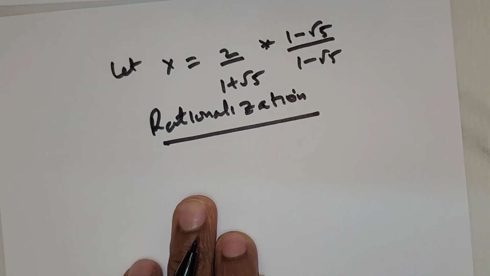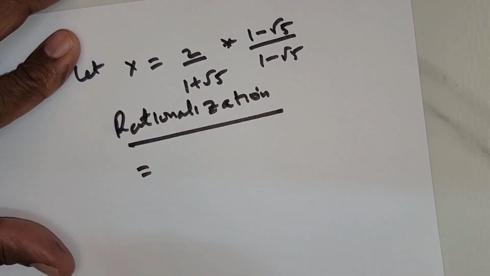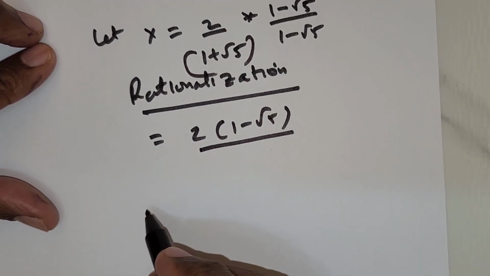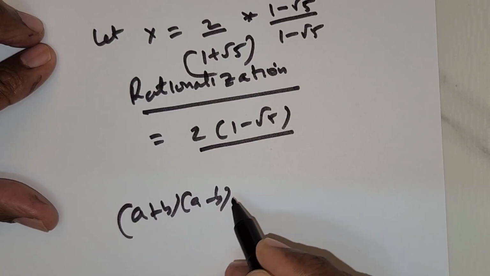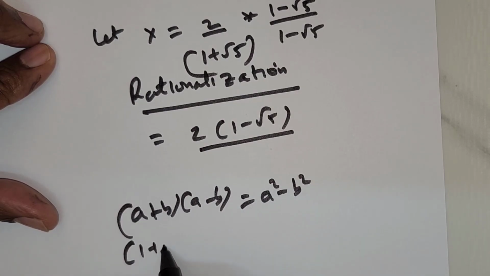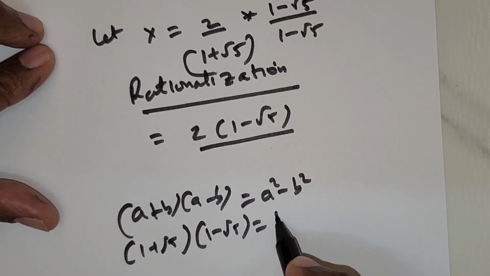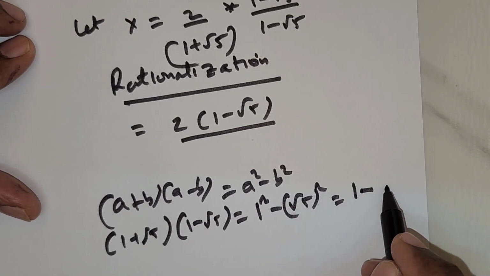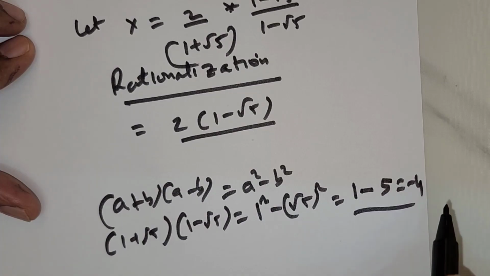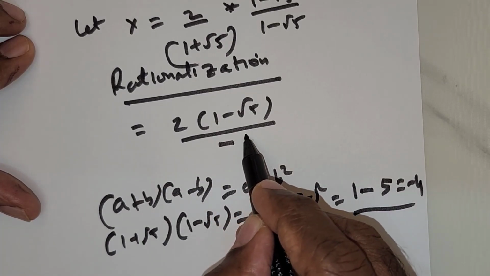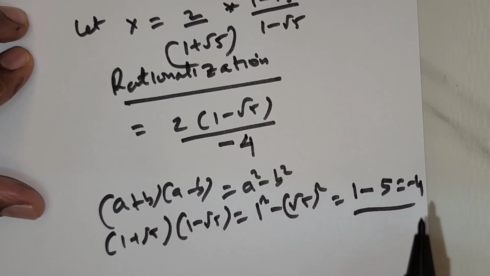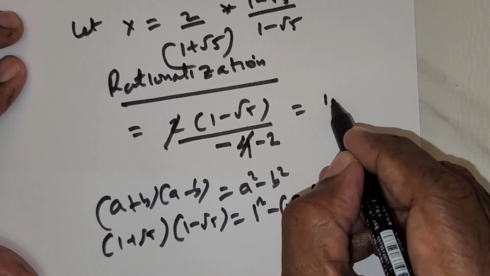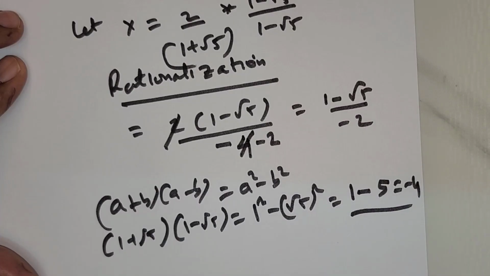Okay, so this is going to give me 2 times 1 minus root 5 divided by, now this is of the form a plus b times a minus b, which will give me a squared minus b squared. So 1 plus root 5 times 1 minus root 5 is going to give me 1 squared minus root of 5 squared, which is 1 minus 5, which is going to be minus 4. So this is going to produce us minus 4. Now 2 divides here 2 times. So you have 1 minus root of 5 divided by minus 2.